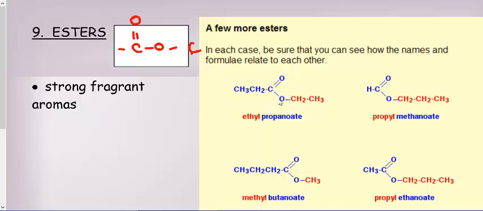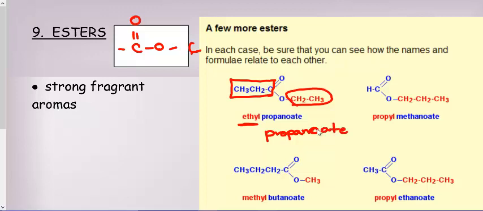So we go to the oxygen that's not double bonded to oxygen, and we name that chain. That's a 2-carbon chain, so that's ethyl. Then we find the C that's double bonded to the oxygen. We start there and count these carbons. There's 3. That would be propane. But we drop the final E and add -oate. Okay, ethyl propanoate. Let's just do one more just so you have the hang of it.